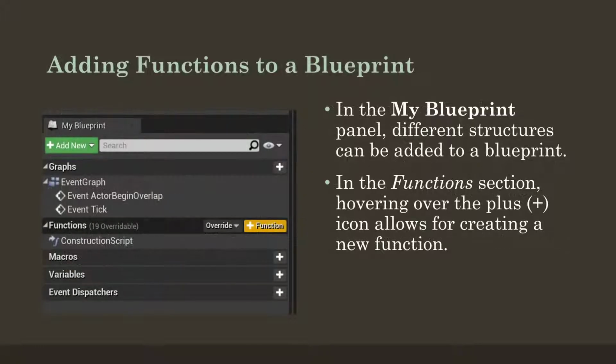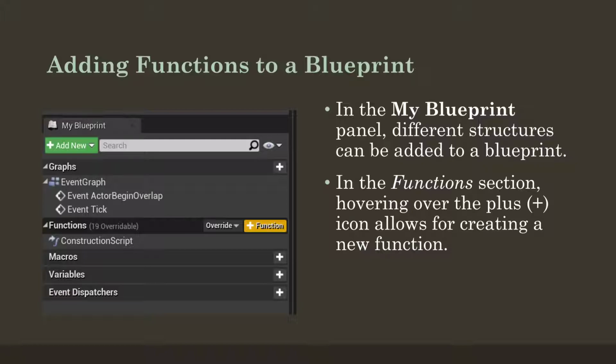Let's continue this theme of looking at the My Blueprint panel within the Blueprint editor. So when we have a blueprint pulled up, we can add and access different structures within that blueprint. Something we're going to focus on within this video is functions. Within the Functions section of the My Blueprint panel, we can add functions.